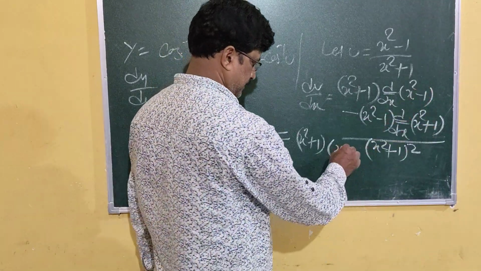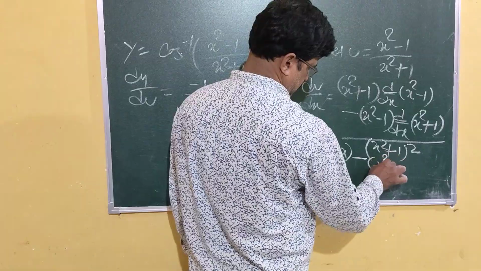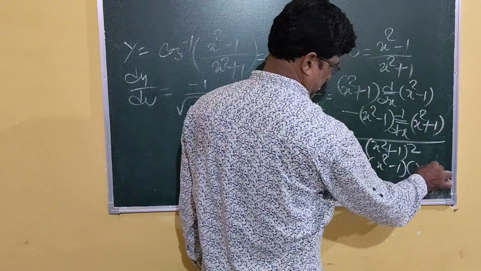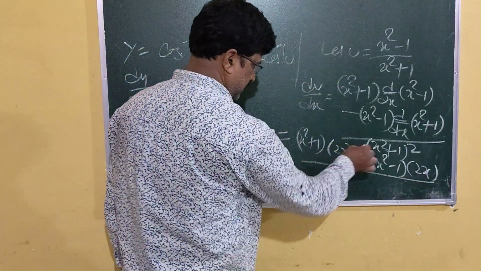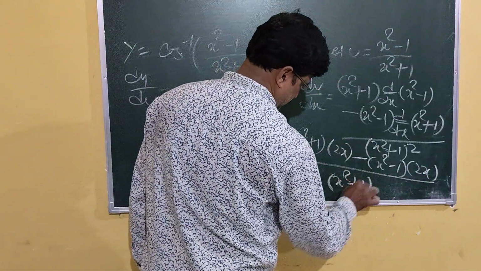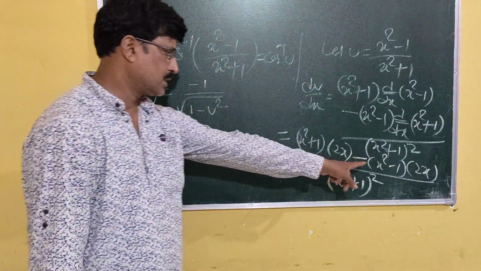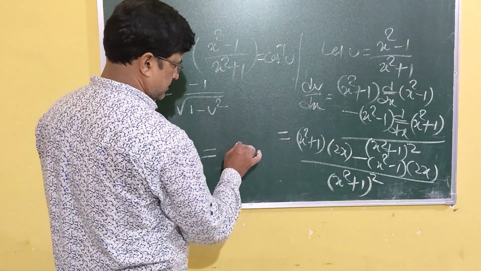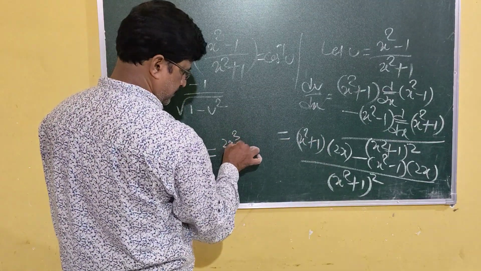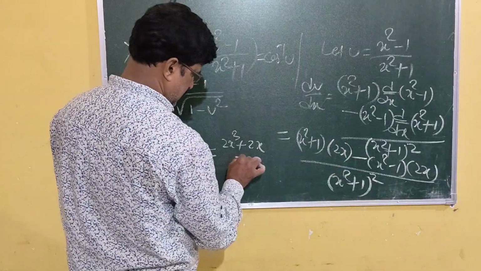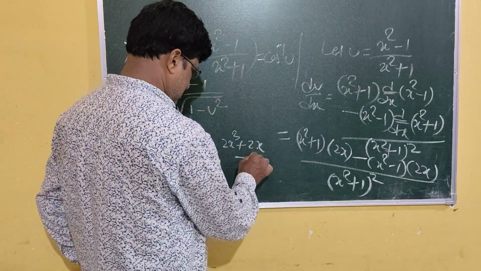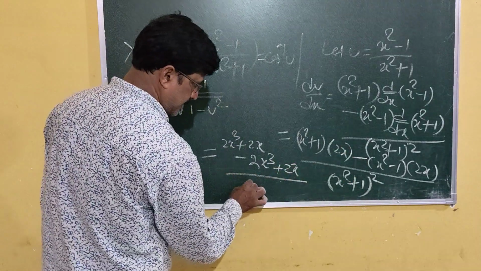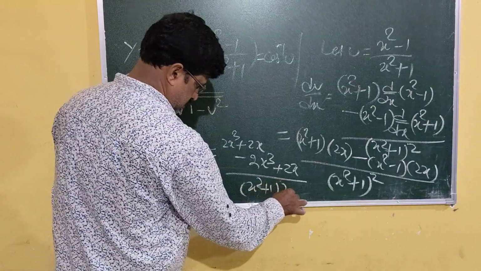We can leave this one. Minus x square minus 1, derivative of x square, that is 2x, and then 1 is equal to 0. Leaving that one, it becomes x square plus 1 whole square. You can put the values and find some answer, and after that we will go to this one. It becomes 2x cube plus 2x minus 2x cube plus 2x by x square plus 1 whole square.